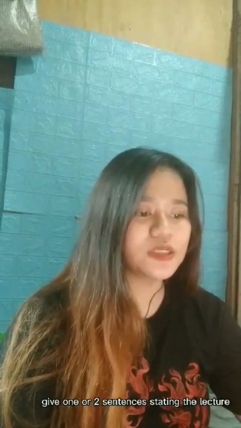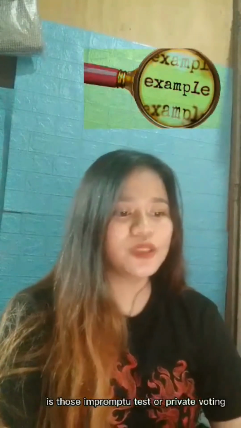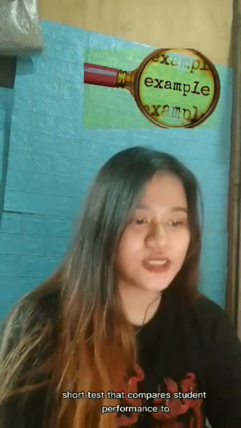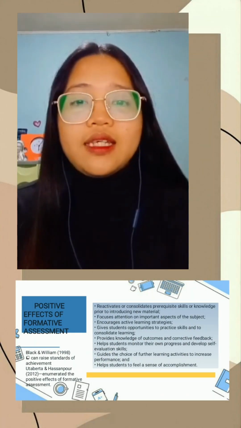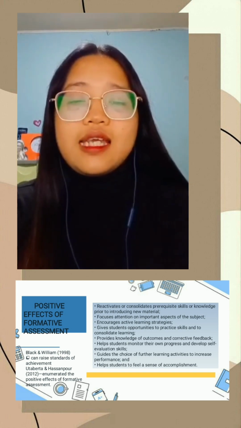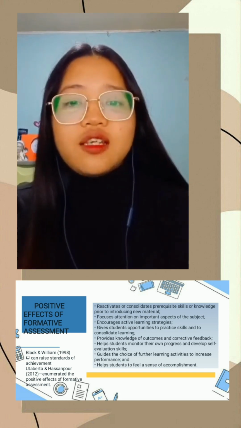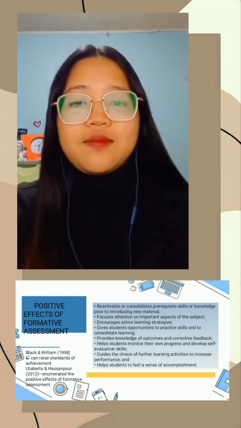Give one or two sentences stating the lecture's main point. Submit a research proposal to receive early feedback. Another example of formative assessment is impromptu tests or private voting. Short tests that compare student performance to their classmates. One-minute papers on a certain topic. These serve as feedback in order to modify the teaching and learning activities in which they are engaged. It can be labeled as modes of formative assessment.